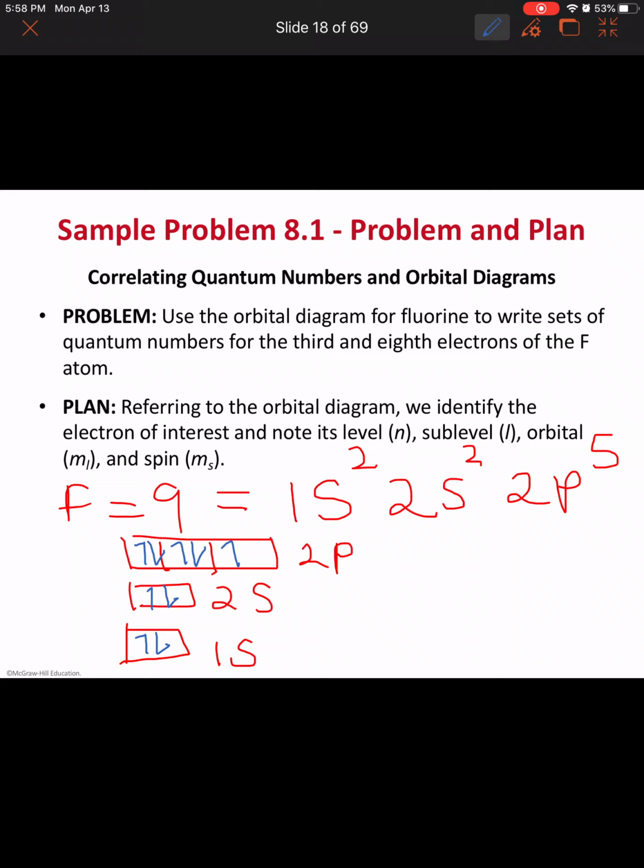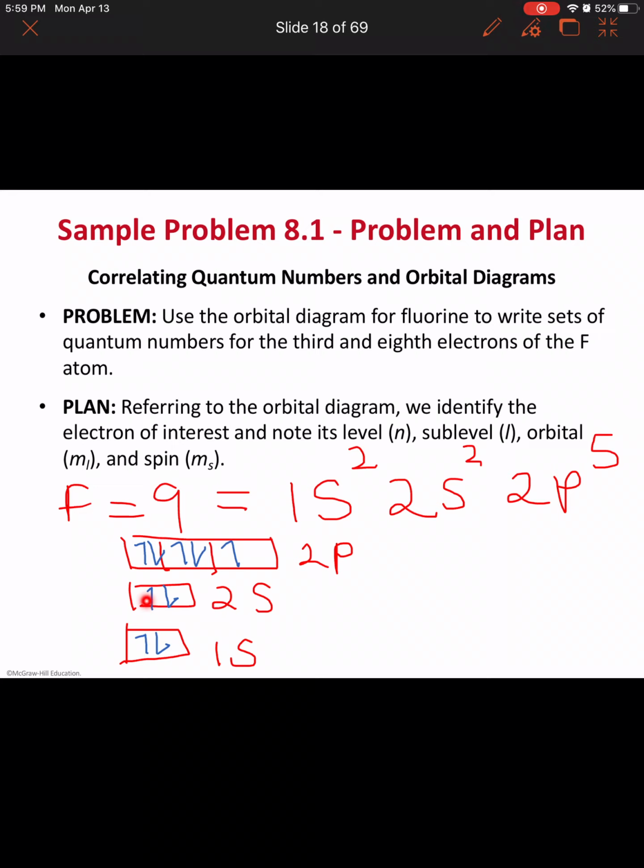You see, that's how we're gonna fill it up. And now we need to write sets of quantum numbers for the third and eighth electron. Now where is our third electron? So the first electron is this one. Do you see that? That's the first one. This is the second one. And this is the third one. Do you see that? That's the third one.